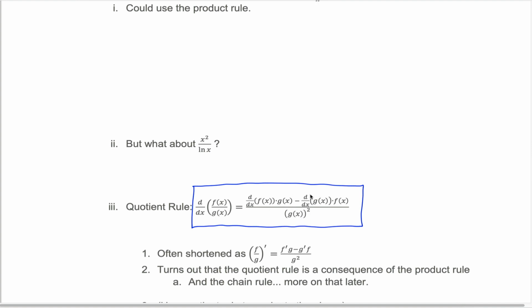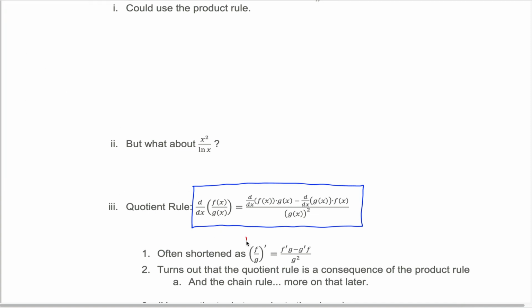Once you do all that calculus up in the numerator, you're not done. You still have to divide by the g of x, the denominator of the original thing we're taking the derivative of, squared. No derivatives down here in the denominator, just the function g of x squared. This is the quotient rule as you typically see it written in a book.